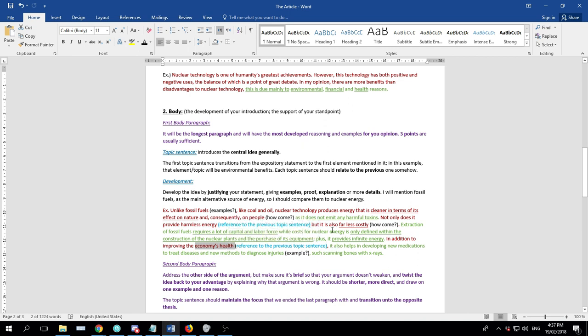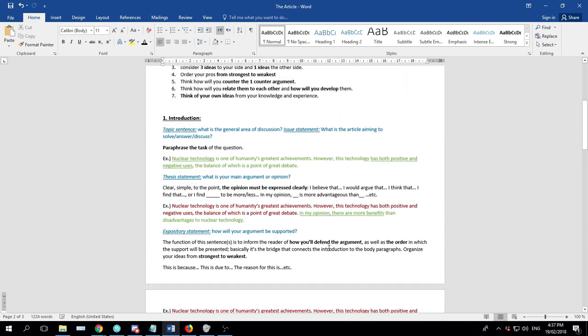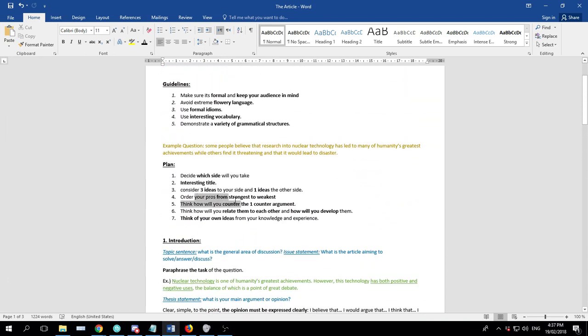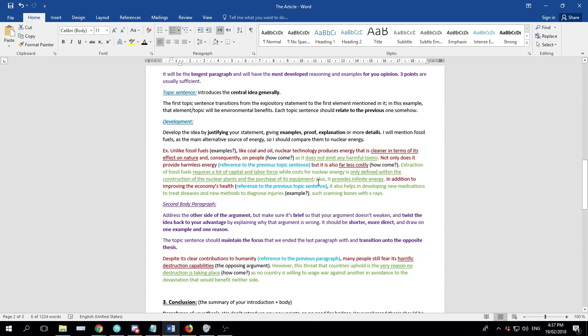I did not introduce the idea clearly, like saying how it helps our health, but it is concluded in our minds, because I consider this the weakest point. As I said here, order your points from strongest to weakest, and this is considered to be the weakest.